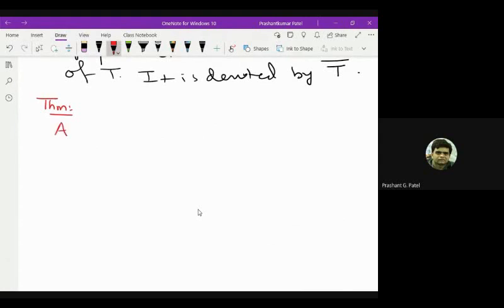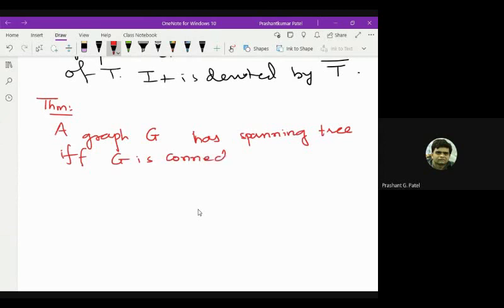So that is also true, and we can state a result like: a graph G has a spanning tree if and only if G is connected. So this is the result on a spanning tree, we can say.